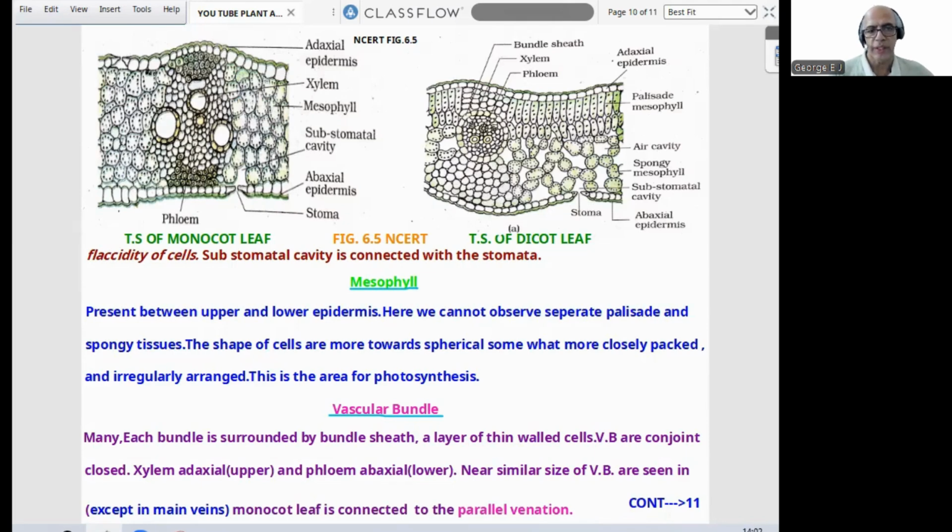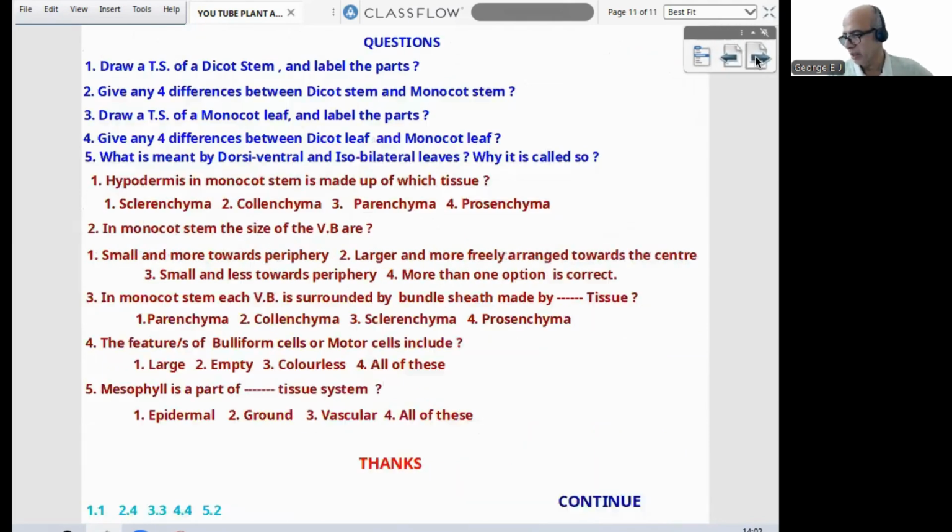Then as usual, 5 theory questions and 5 NEET model questions with the key, by which this anatomy part is getting over. Now we have 3 more chapters that will be continuing: morphology, biological classification, and cell.